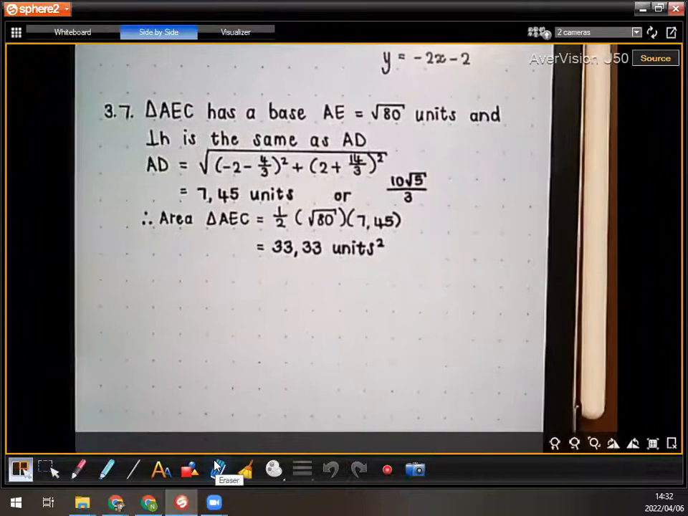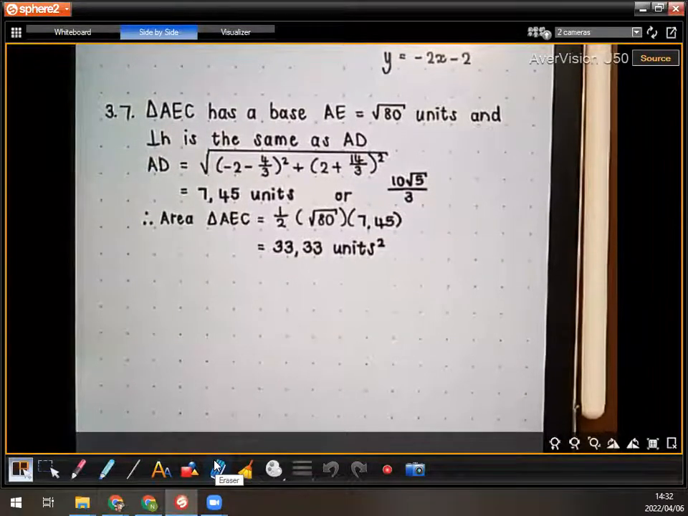Okay, so I said that triangle AEC has a base, AE, that's the top side, which is root 80 units. Okay, that's what they gave us. And the perpendicular height is the same as AD. AD is the perpendicular height of the bottom triangle, so it is also the perpendicular height of the top one, because they are the same triangle.